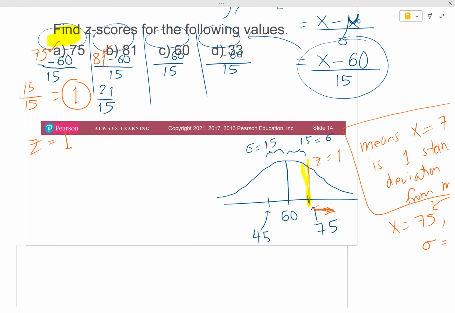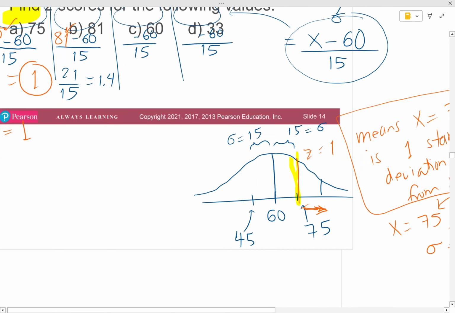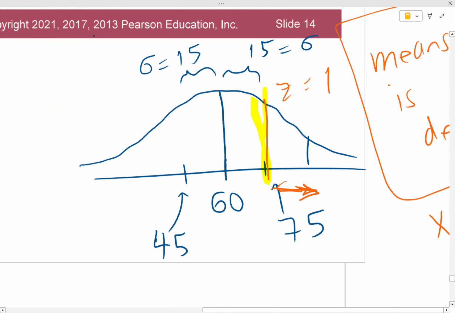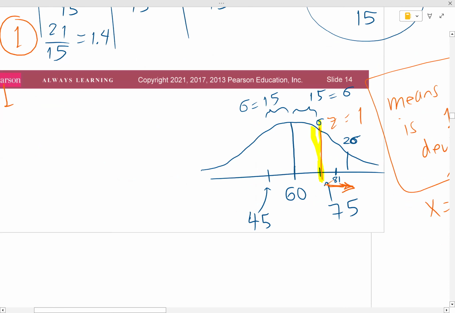Okay, 1.4. So it's almost 1.5 standard deviations away from the mean. If this is 1 standard deviation away from the mean, this is 2 standard deviations away from the mean. I'm somewhere around here. This is where my z-score, or my data value of 81, was, somewhere around there. This is 2 sigmas, 1 sigma. Just to keep track of what's going on.